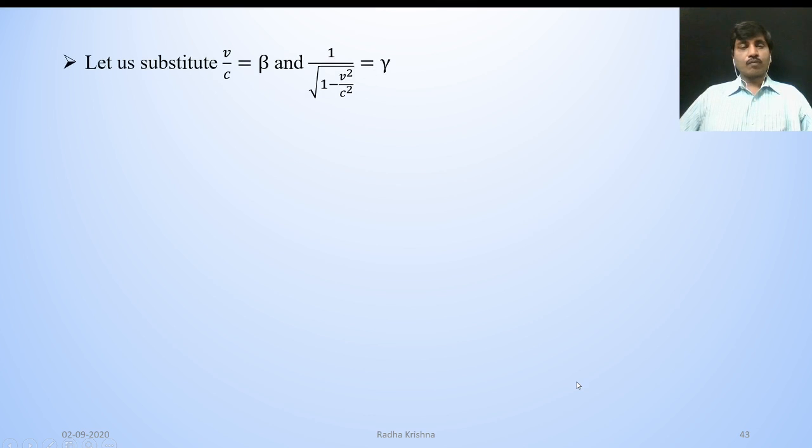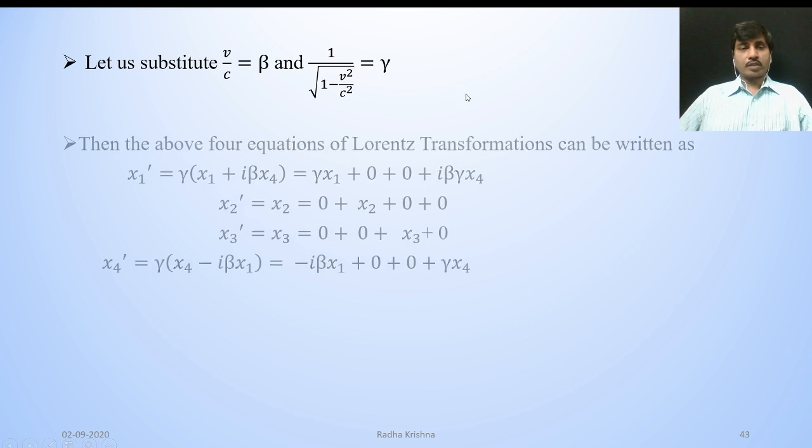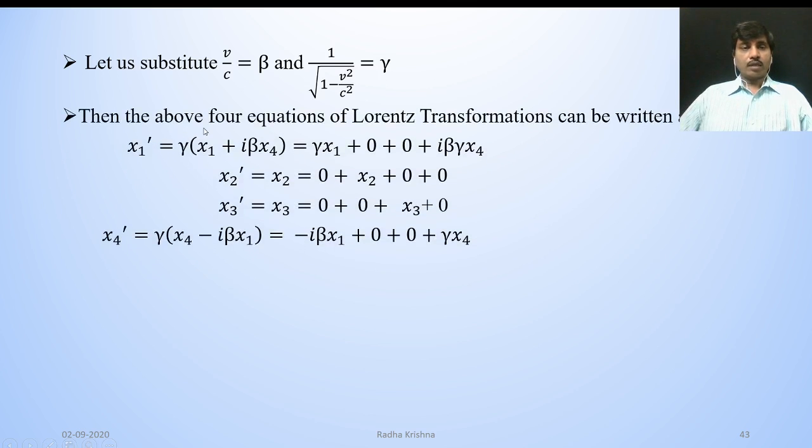Let us substitute v by c is equal to beta and 1 by square root of 1 minus v square by c square is equal to gamma, where beta and gamma are the constants. Then the four Lorentz transformation equations can be written as x1 dash is equal to gamma into x1 plus i beta x4. That can be expanded as gamma x1 plus 0 plus i beta gamma x4.